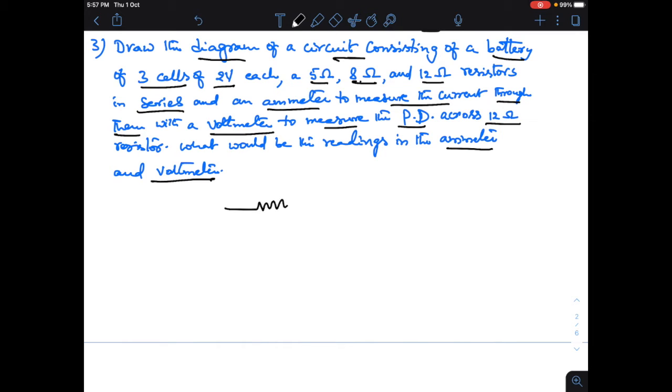So, I have 3 resistors in series. I will draw them and then I will take an ammeter here, and I have how many cells? 3 cells. So, the battery consisting of 3 cells, positive, negative. So, 3 cells, each of 2 volts, so the total becomes 6 volts. 3 into 2, 6 volts. And then I will just give a plug key here.